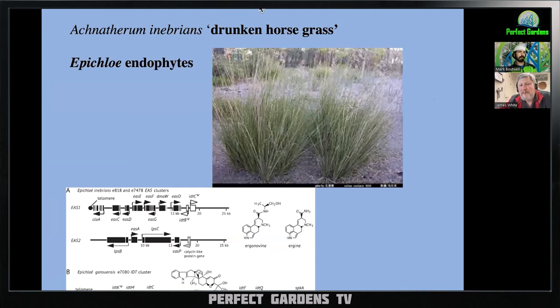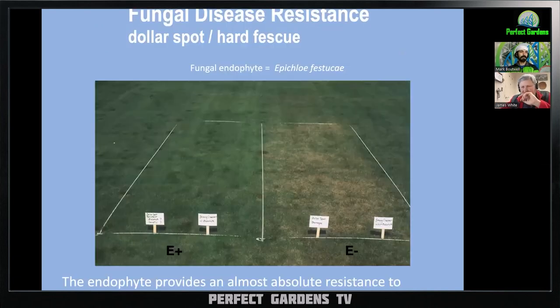Here's one in China. You can see the similar name again. I can't tell you the Chinese name for it, but the translation of that Chinese name is drunken horsegrass. Animals eat it and they get this staggers type of condition. They're all around us.